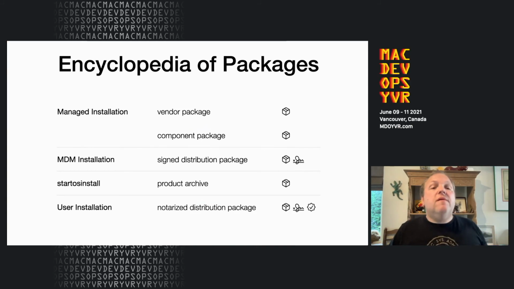So to summarize, when you're doing managed installations, the first thing you should try is the vendor package. It will save you a lot of work if it just works. Otherwise, build the simplest package available, component package. For MDM installations, you have to do a signed distribution package. It doesn't have to be Apple Developer ID signed, but it needs to be signed. StartOS install requires a product archive, distribution package with version and identifier set. And if we are doing user-facing installations, it has to be notarized with an Apple Developer ID.